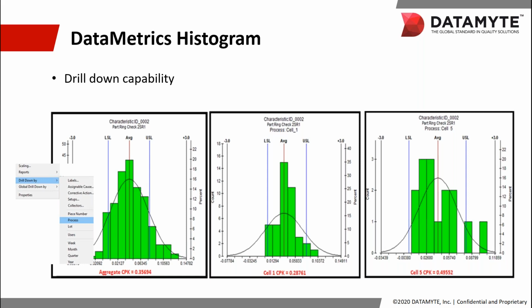Here, you see the characteristic ID histograms. Here you see the characteristic ID 0002 drilled down to include all cells with a CPK of 0.35694, the weakest performer, cell 1, with a CPK of 0.28761, and the strongest cell, cell 5, with a CPK of 0.49552.